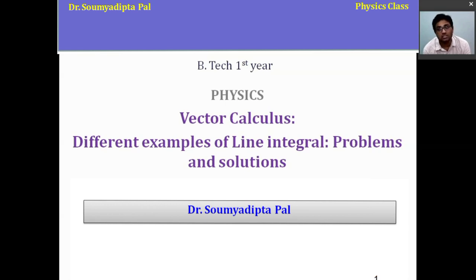In the last lecture, I introduced the concept and definition of line integrals. And we have also discussed the concept of gradient and, using that, the conservative property of any vector field. Now today I shall discuss different problems and their solutions related to line integrals. Okay, so let's start with the first problem.